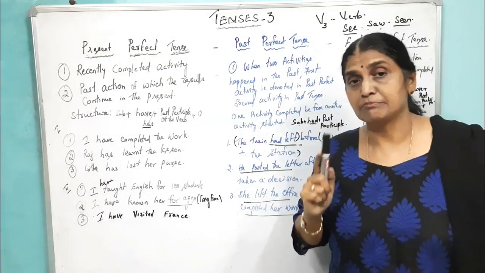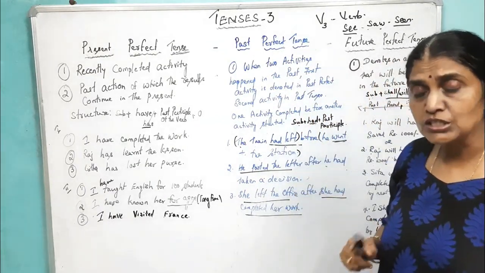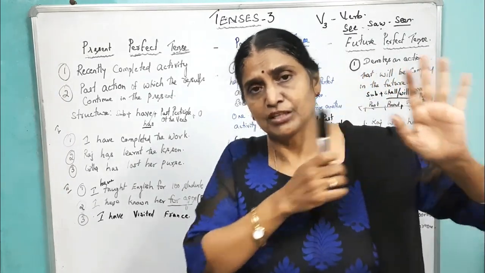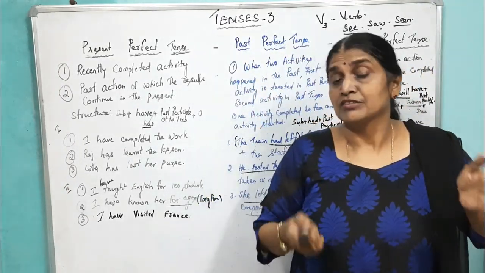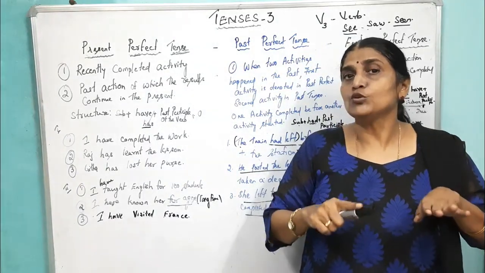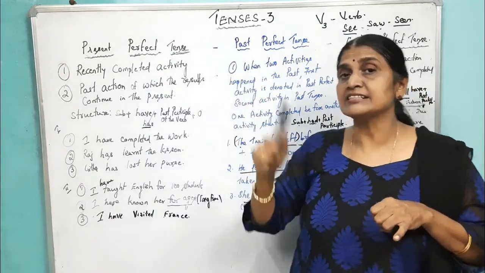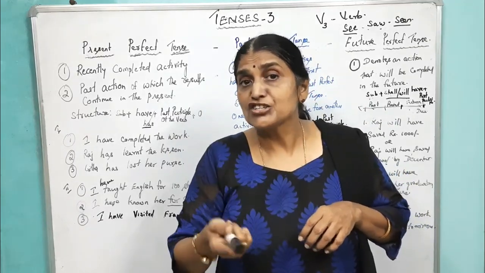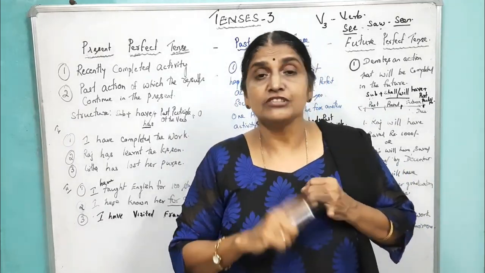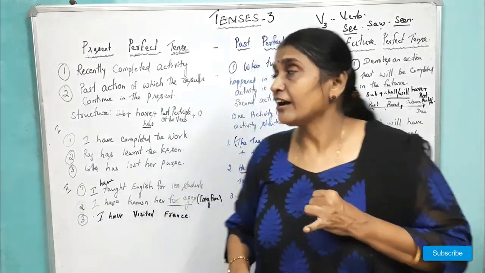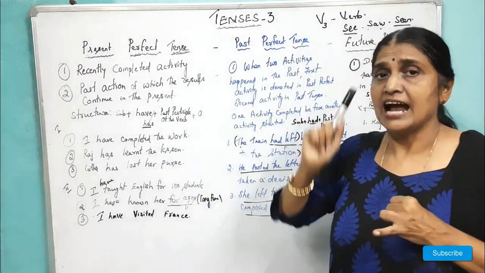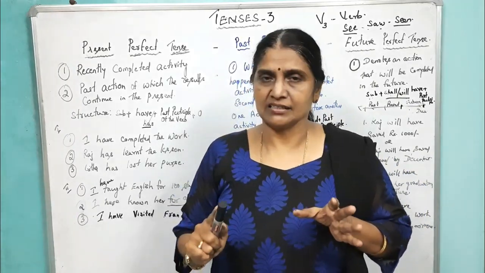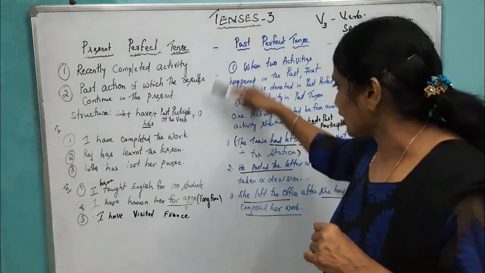Past perfect tense. You use past perfect tense when two activities are completed in the past. The first activity you mention in past perfect tense and the second completed activity you mention in the past tense. So first completed activity you have to use past perfect tense and the second completed activity you have to use past tense. Got it? Now see, the structure we will see.